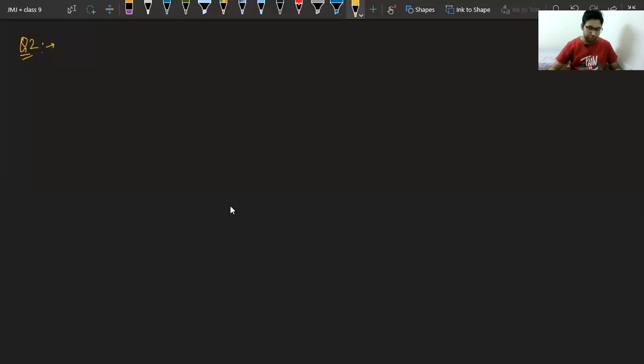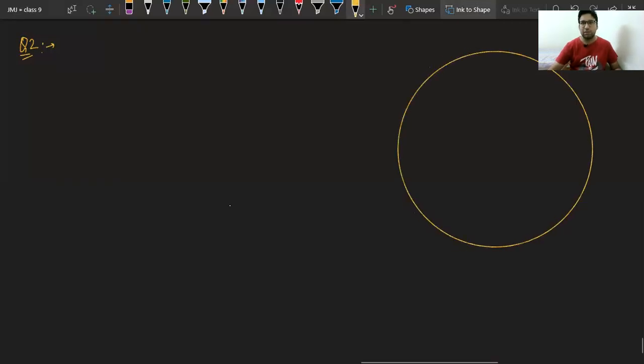So let me draw a circle first. I think the diagram is not given to us, so we have to draw a diagram from our side. So we have a circle like this. We have a center O of this circle. They are saying a chord of a circle is equal to the radius. So let me draw a chord. I prefer to draw the chord like this only, always, because this makes the diagram easy.